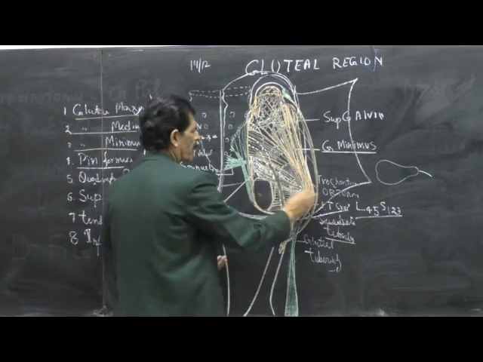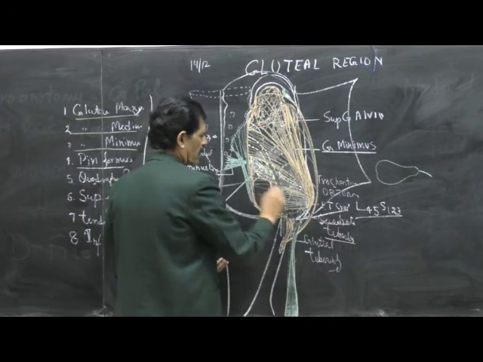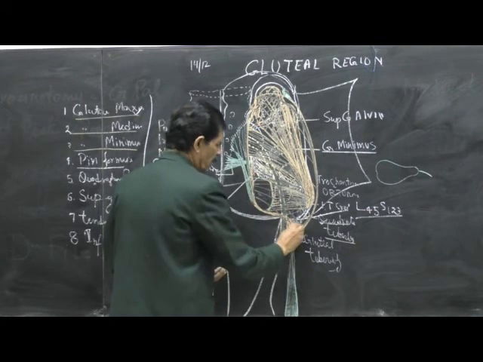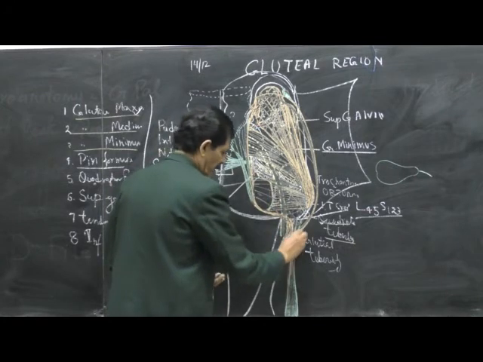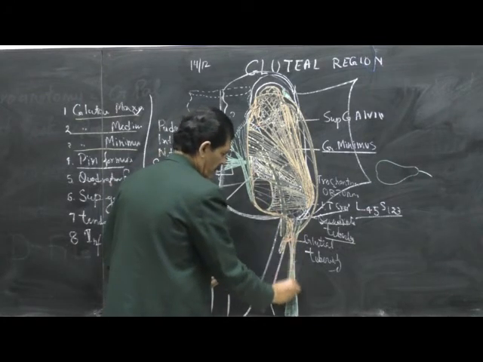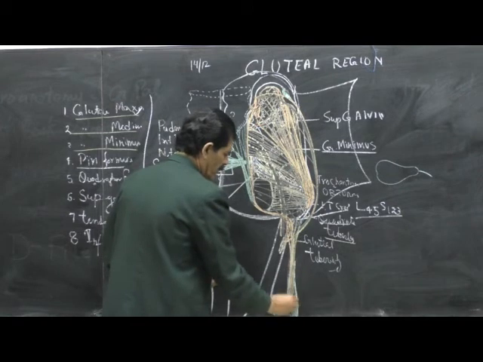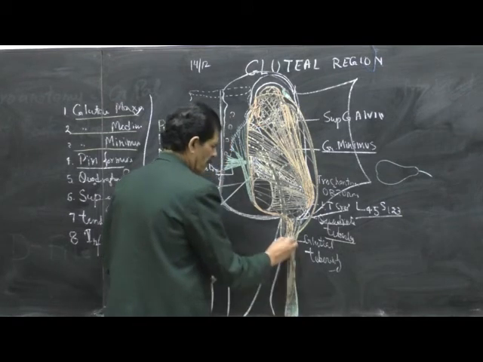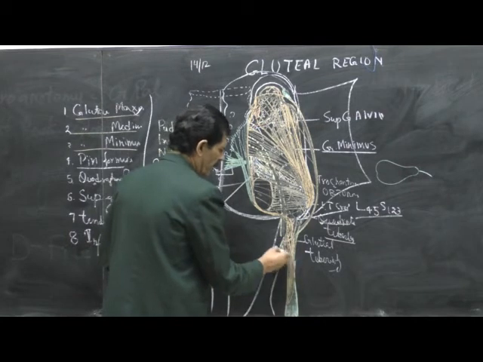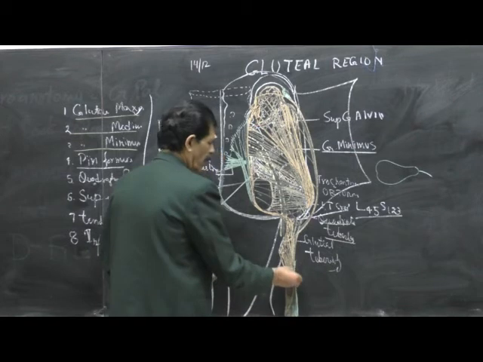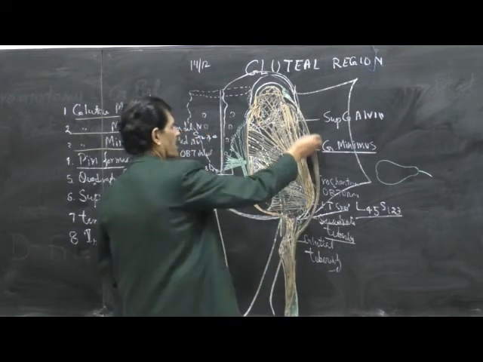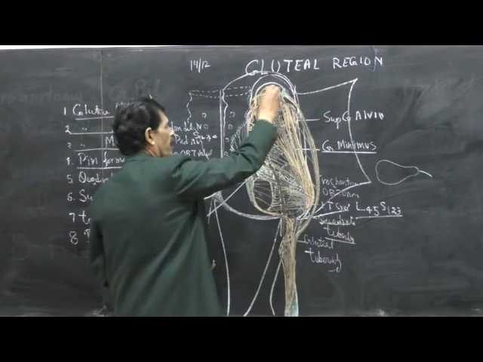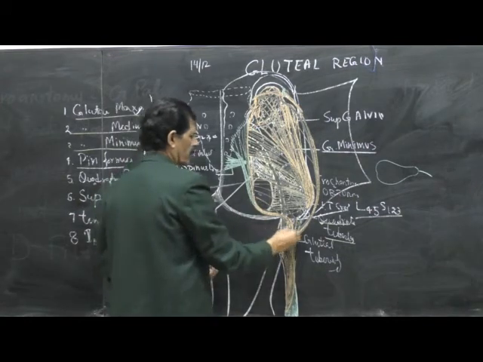overlapping already what we have done, insert into the iliotibial tract. So the iliotibial tract also gives the insertion of the gluteus maximus muscle. The gluteal tuberosity and iliotibial tract both are the inserting areas of the gluteus maximus, the largest muscle of the gluteal region. This is the upper border, this is the lower border of the gluteus.